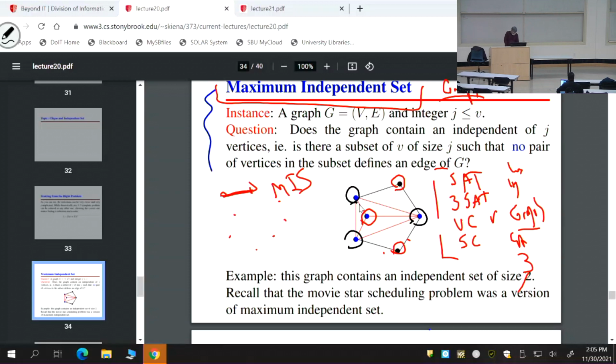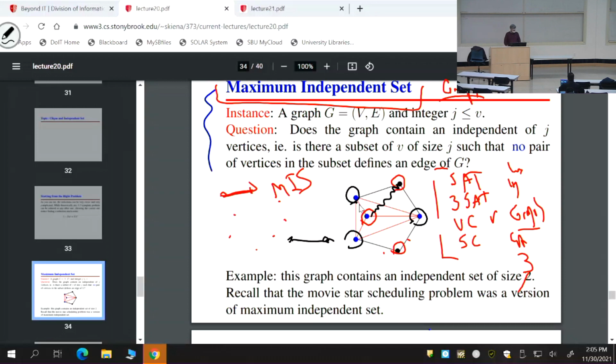Okay, every edge has how many endpoints? How many endpoints does that edge have? Here's an edge. How many endpoints does that edge have? 2. Okay? Is there any edge that has both of its endpoints in my maximum independent set? Is there an edge like this? No.